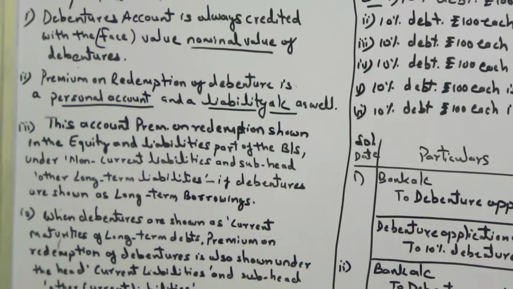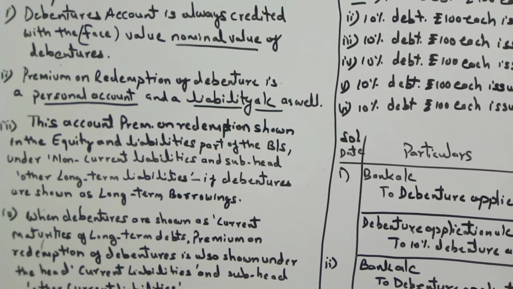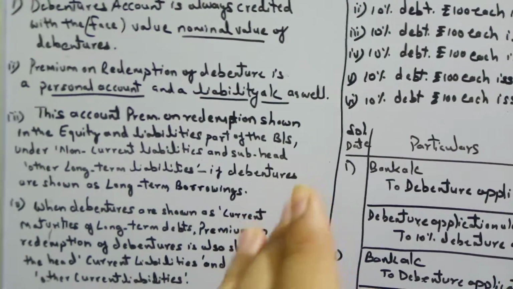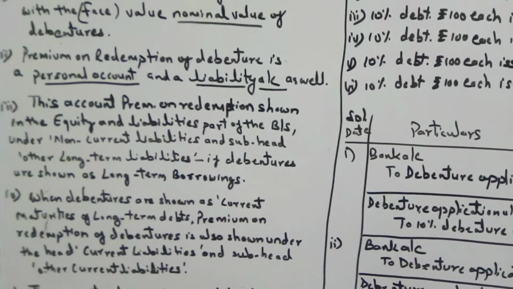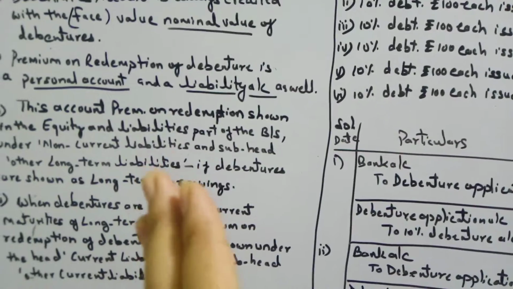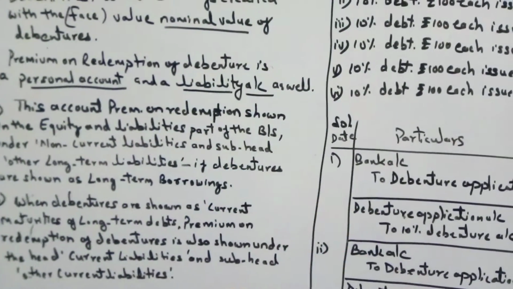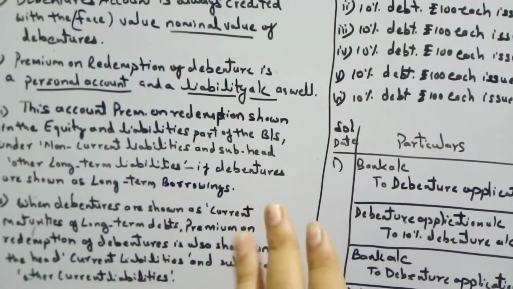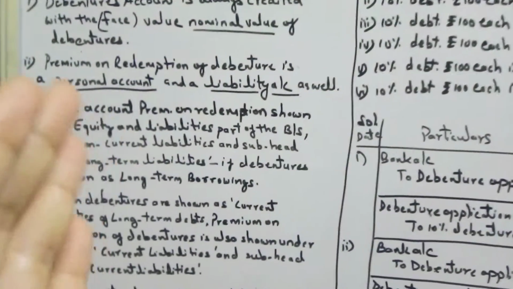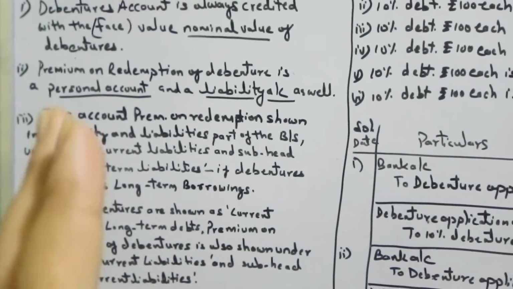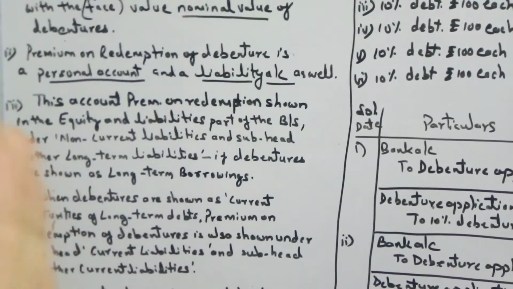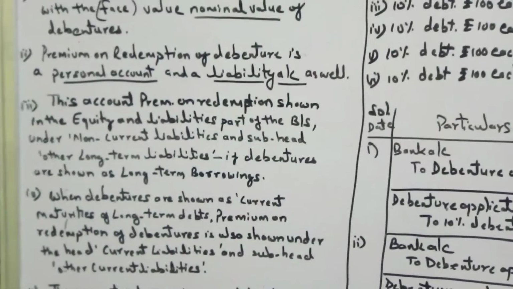Second point: premium on redemption of debenture is a personal and a liability account as well. Actually, premium on redemption is a personal account as per the traditional classification, and it is a liability account as per the modern classification. So the traditional classification and modern classification have put premium on redemption of debenture into a personal account and a liability account respectively.